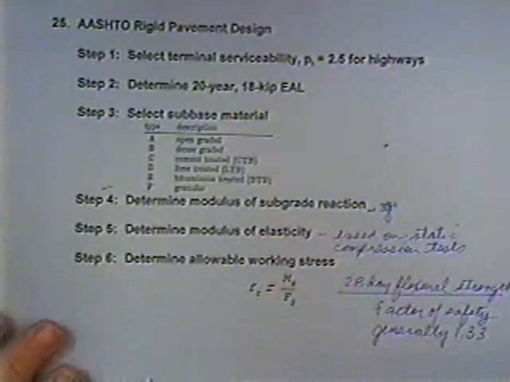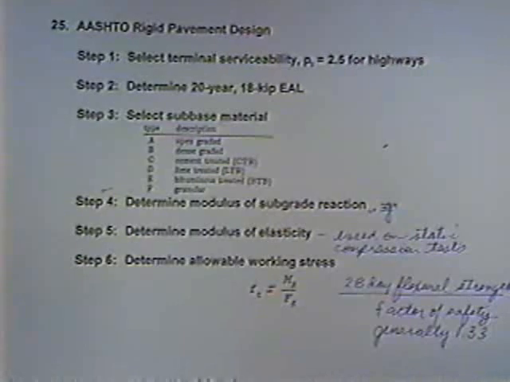AASHTO's rigid pavement design procedure, they're going through the same types of steps. Select a terminal serviceability index, and again they're going to use 2.5 for most highways. They would only use the 2 for low volume highways. Determine a 20-year 18 kip equivalent axle load, select some sub-base material, determine the modulus of subgrade reaction for that material, its modulus of elasticity, and that's typically based on static compression test of the concrete, and then what the allowable working stress is going to be for that slab.